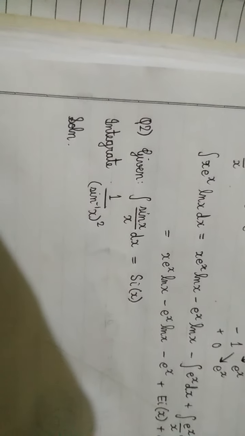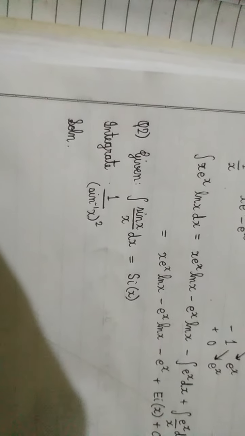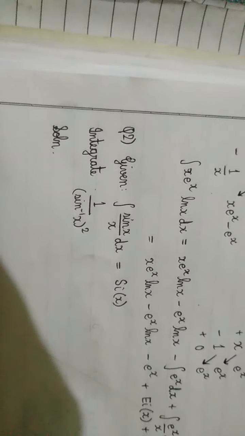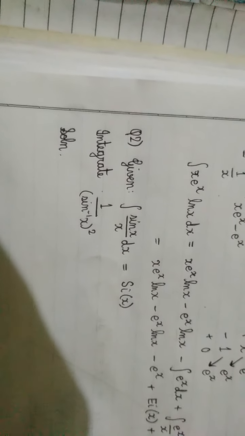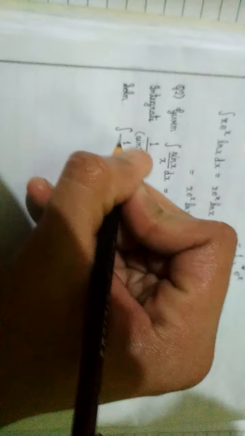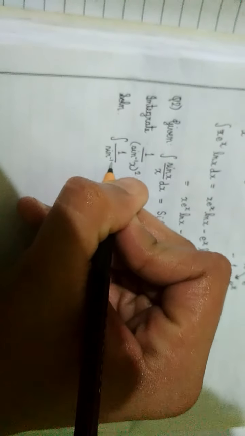Okay, so let's begin the integration of our second question. So in the second question we are told that if the integration of sin x over x dx is equal to Si of x, that is another special notation because the function here, sin x over x, is not integrable, or it's not elementary, so we cannot integrate it. And if that is given, we have to integrate 1 over inverse sine of x whole square. So let's begin. We are told to integrate this guy.